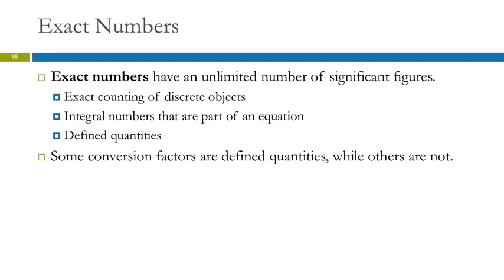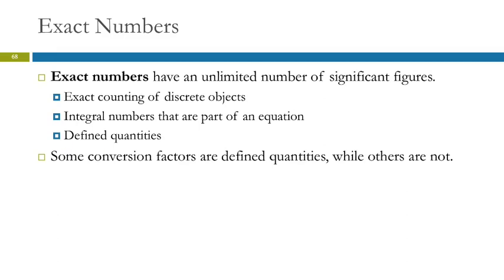So exact counting of discrete objects. Those are exact numbers. Integral numbers that are part of an equation. So the diameter of a circle is twice the radius, 2 times the radius. That's an integer that's part of the equation. That number is exact. And defined quantities.